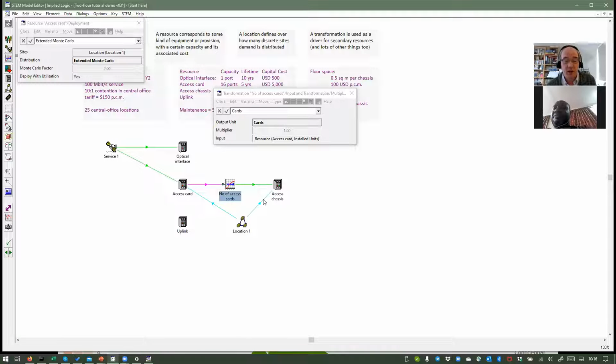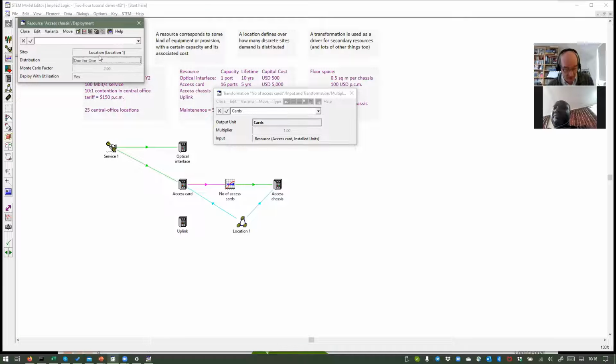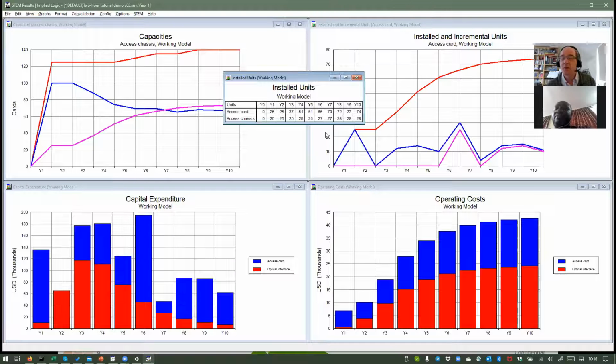To save time, I will set that one to extended Monte Carlo as well. I run it again. And now it looks a bit more sensible. I start off with 25 chassis, and for a long time, that's enough. And then it figures out that at just a few locations, I'm going to end up needing one more chassis.